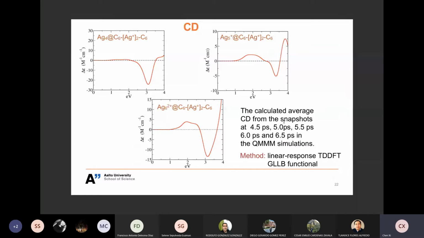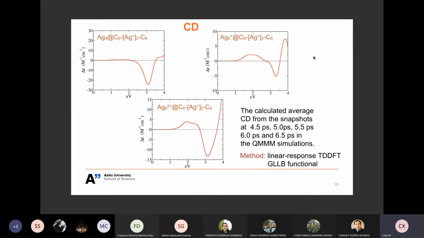Then we calculate the CD of these clusters. We find they all have a first positive peak around 2 eV, and a second negative peak around 3 eV. But for this silver 4, the first peak is very small. I want to mention that because these DNA silver clusters are very dynamic, so it's not enough to calculate one CD.